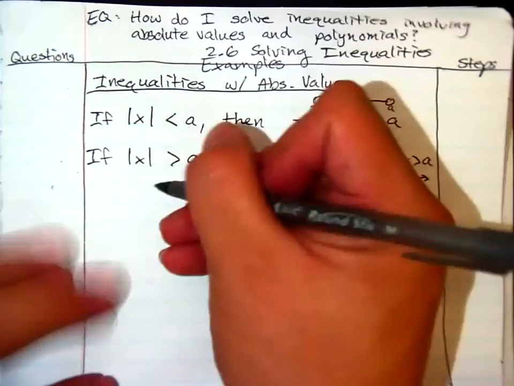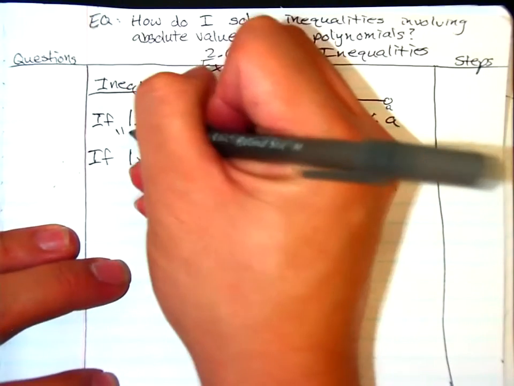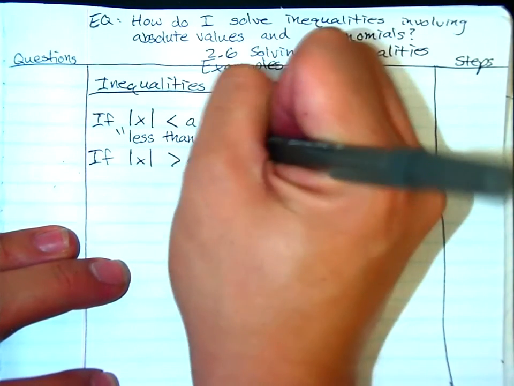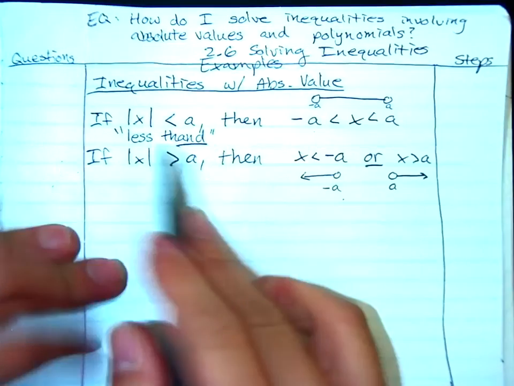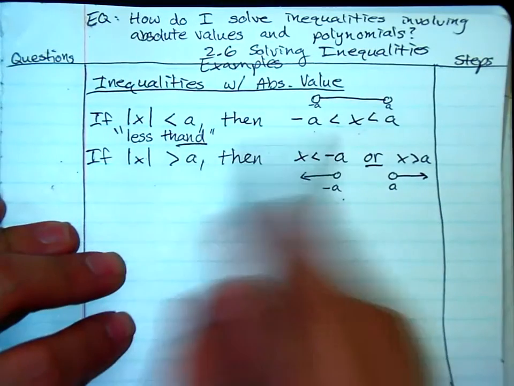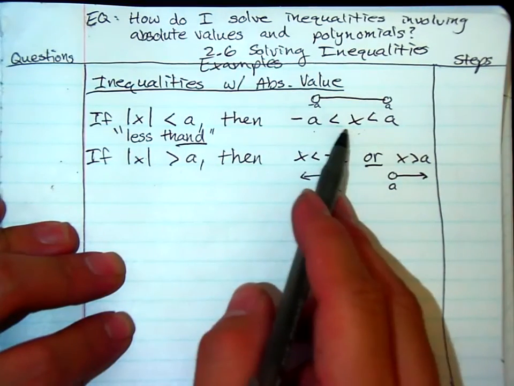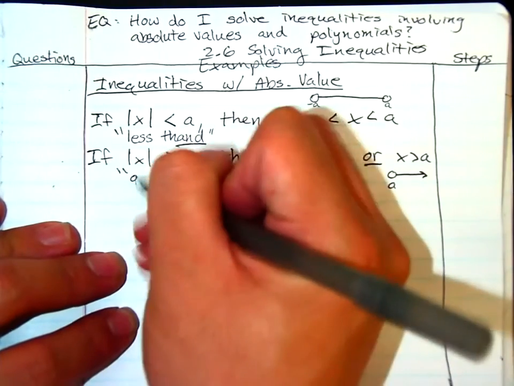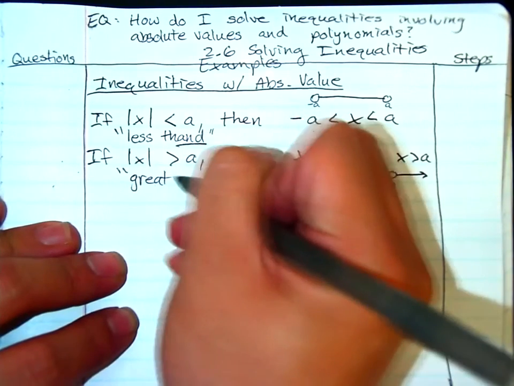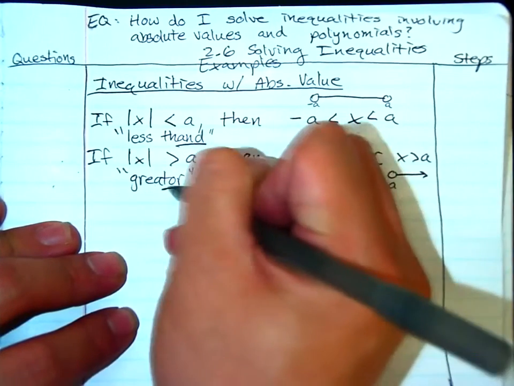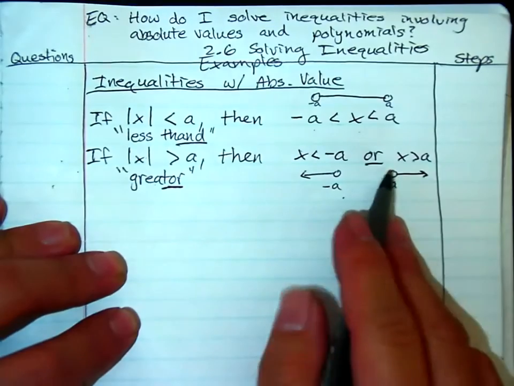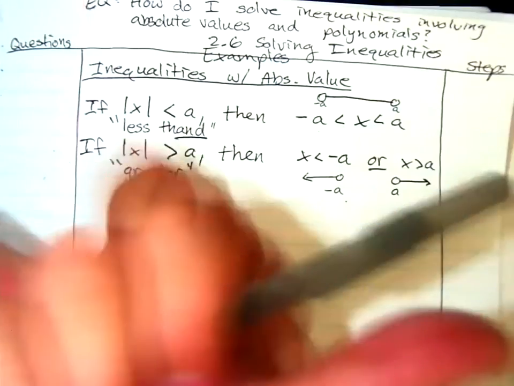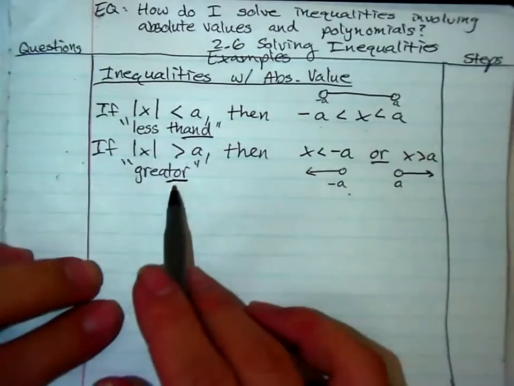The best way to remember it is actually using this mnemonic: less than. In other words, a less than statement will give you an "and" answer set. If you have greater than, then your answer is going to involve the "or" statement. In other words, you're going to be going in different directions. Okay, so that is a good way to remember it.